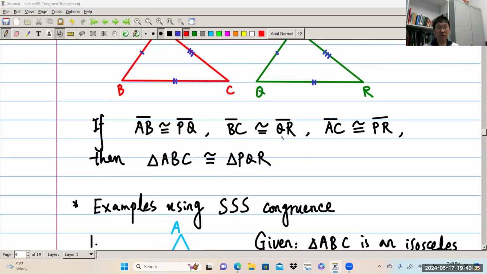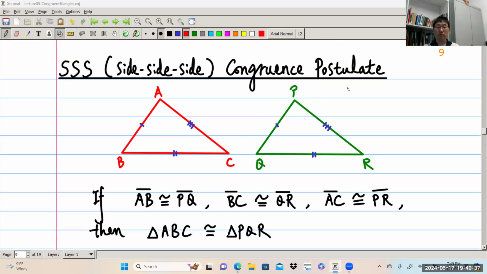So that's the claim of this SSS congruence postulate. Why is it called SSS? Because it's side, right? Sides of one triangle are congruent to sides of another triangle, right? 3 sides congruent to 3 sides. Got it? So we use the first letter of the side, S, and we indicate this congruence as SSS congruence. Is that clear to you guys? So that's our first congruence postulate, the SSS congruence postulate.